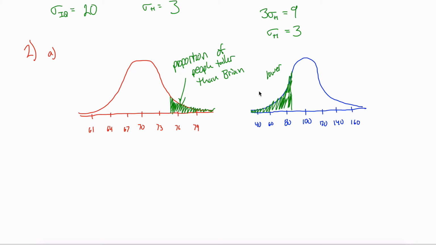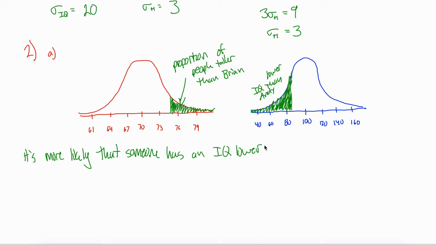Lower IQ than Andy. And just from observation, it looks like there's more green over here than green over here. It's more likely that someone has an IQ lower than Andy. And I guess you could say just by looking at the picture, although I don't really like that answer because these are kind of weird looking pictures. It's hard to really tell.